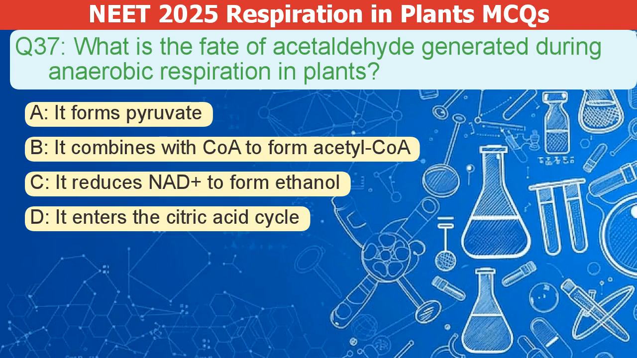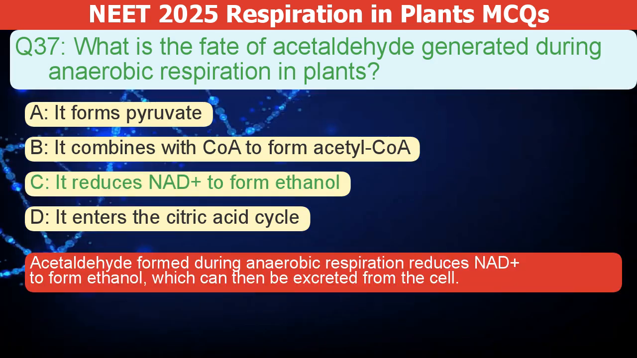What is the fate of acetaldehyde generated during anaerobic respiration in plants? A. It forms pyruvate. B. It combines with CoA to form acetyl-CoA. C. It reduces NAD+ to form ethanol. D. It enters the citric acid cycle. The correct answer is C. Acetaldehyde, formed during anaerobic respiration, reduces NAD+ to form ethanol. Ethanol can then be excreted from the cell.